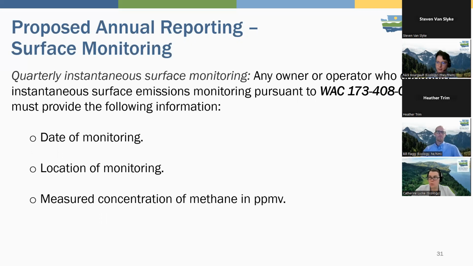All right, and so the next report would be the surface monitoring portion of the report. If you have a landfill that has reached that 3 million BTU per hour heat input capacity calculation threshold, or you're a landfill that already has a gas control and collection system in place, we're drafting a requirement. So for these quarterly monitoring reports, that would include at a bare minimum the date of the monitoring, the location of the monitoring, and the measured concentration of methane in ppmv.